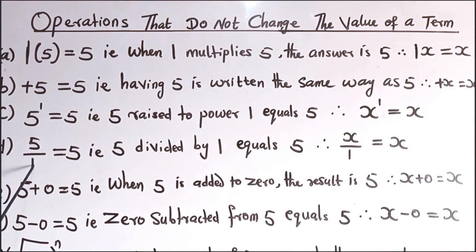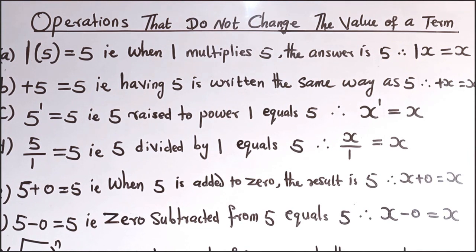When one person divides 5 things, then the result is just 5. That is 5 divided by 1 equals 5. Again, as before, if x now represents the 5, we have it that x divided by 1 is equal to x.